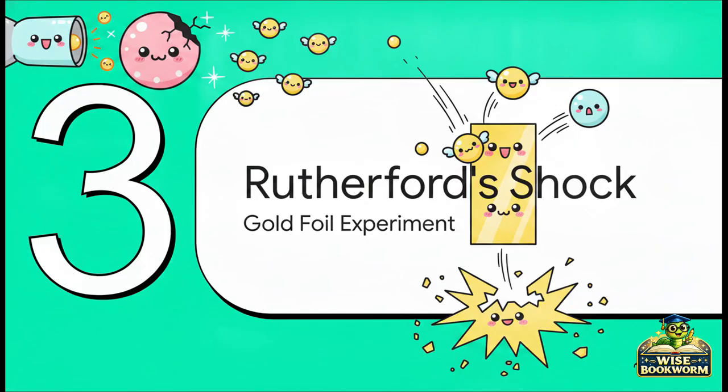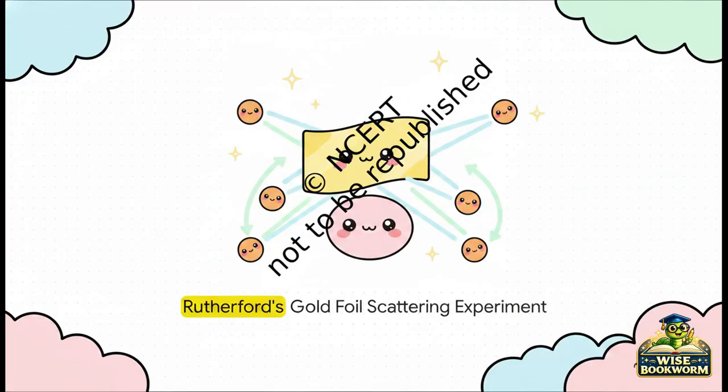But then comes Section 3, Rutherford's gold foil shock. We're about to see the incredibly bold experiment that completely shattered that delicious watermelon model. Ernest Rutherford and his students designed a truly ingenious setup. They took an incredibly thin sheet of gold foil and directed a stream of high-energy, positively charged alpha particles right at it.